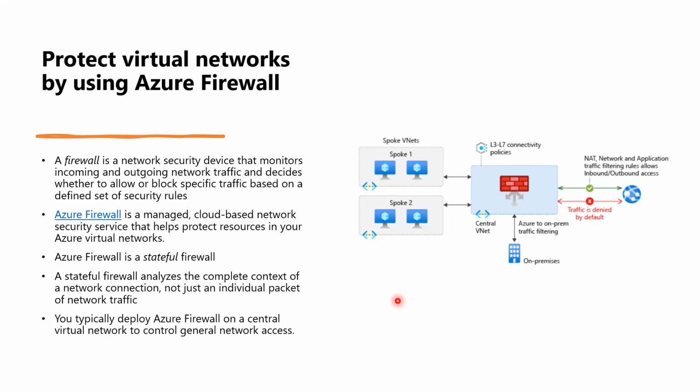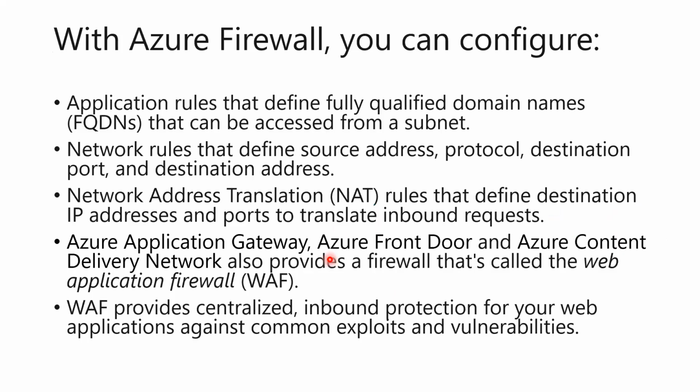So layer 3 to layer 7 connectivity, we provide the policies. I'll show you when I start showing you how to configure those. So, the policies will define whether something should be allowed or not allowed. Moving further, what all can you do with the firewall? You can create application rules that define fully qualified domain names.